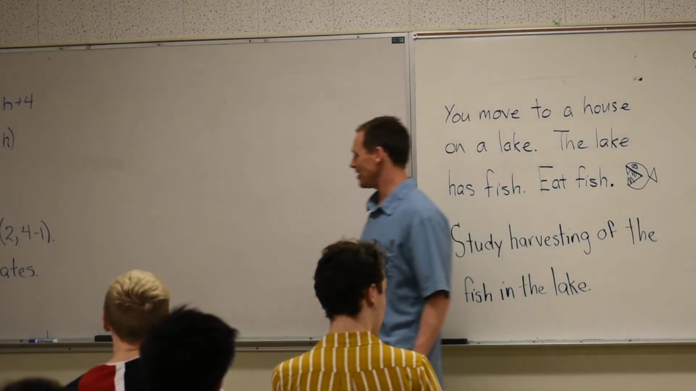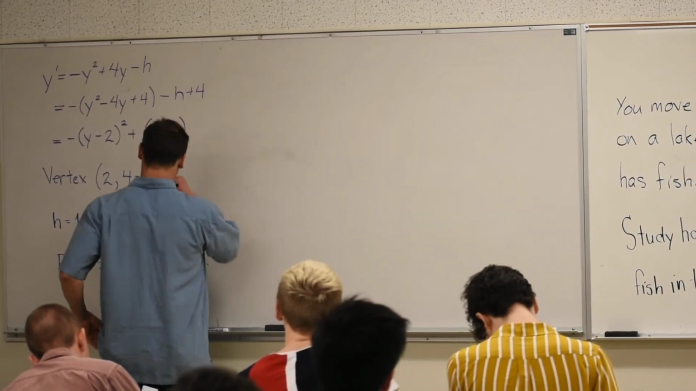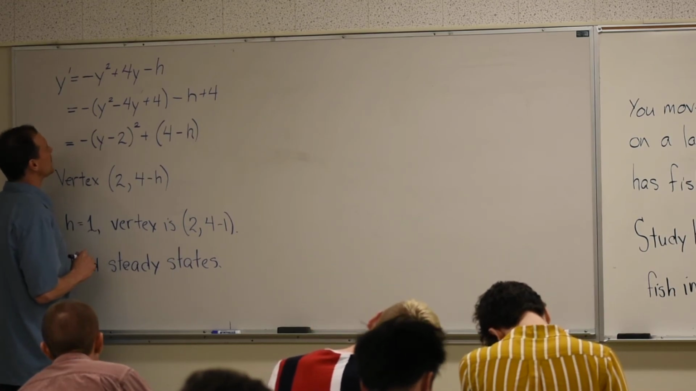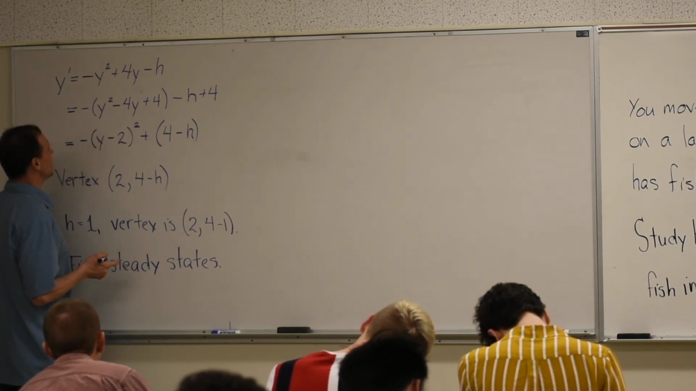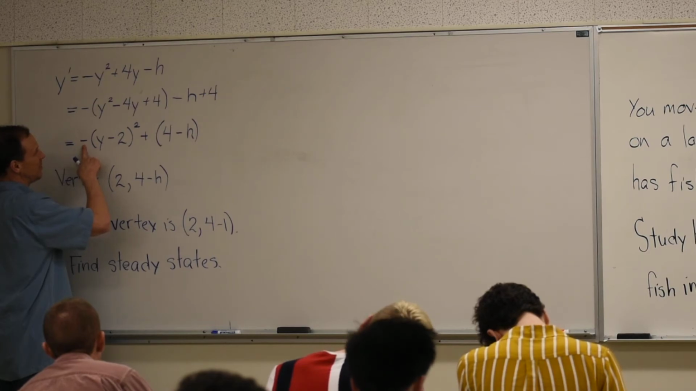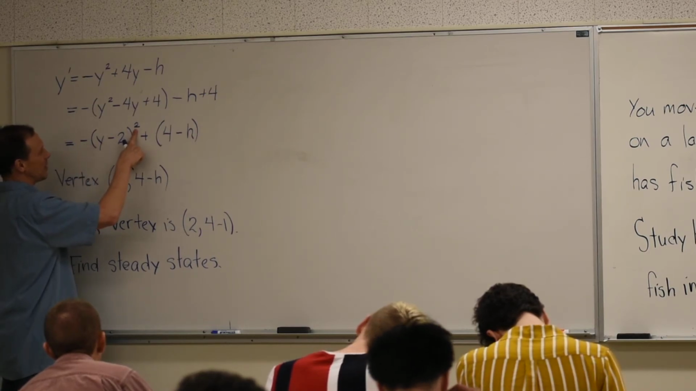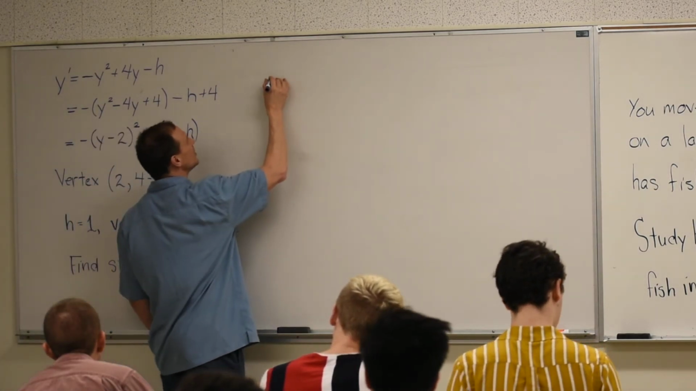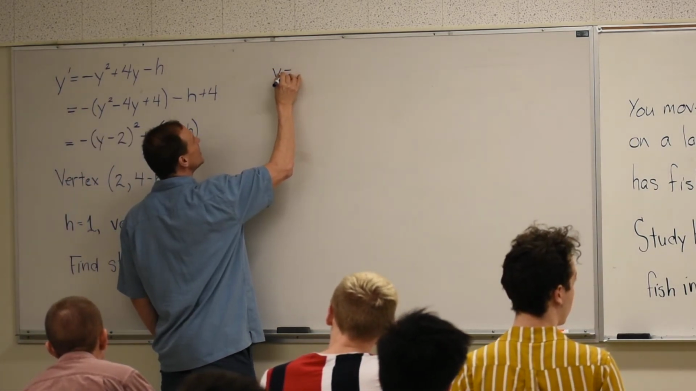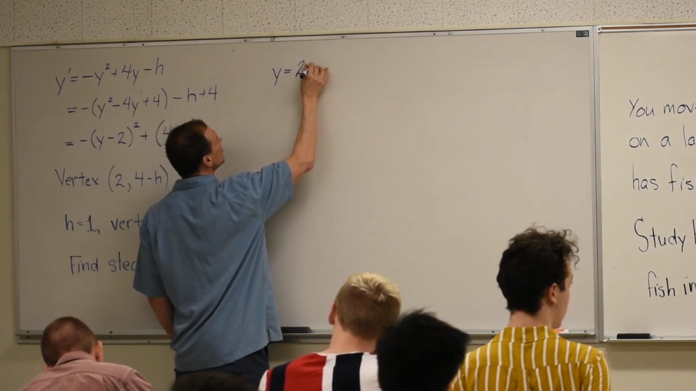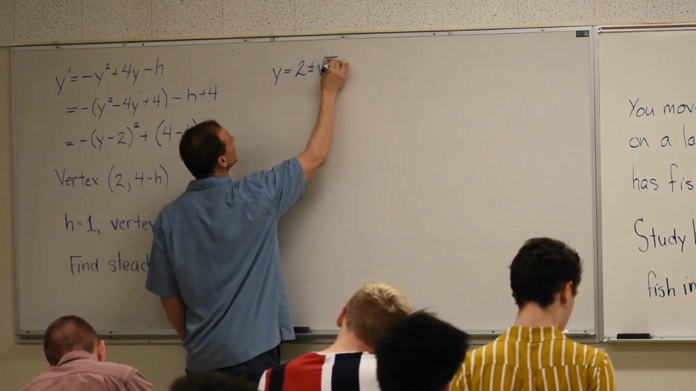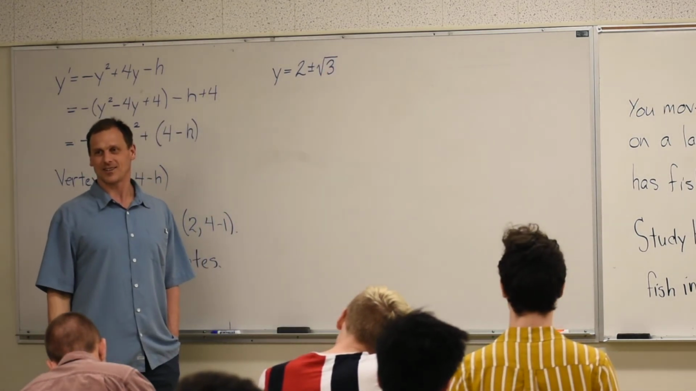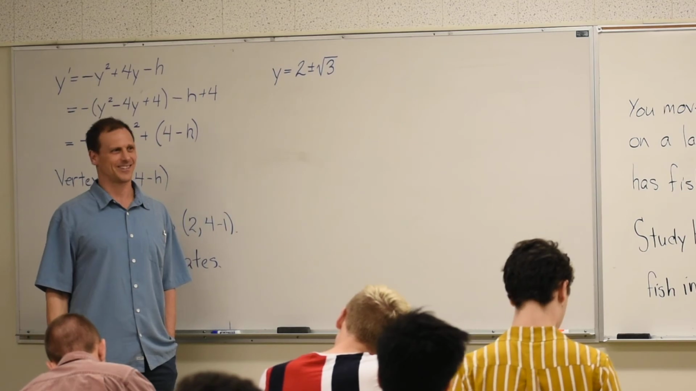Square root of 3? Let's see, we put that to the other side, we get a minus 3. We multiply by a minus 1, that becomes a positive 3. We take the square root, so I think our steady states are going to be y equals 2 plus or minus the square root of 3. Is that what you got? Anyone get that yet?